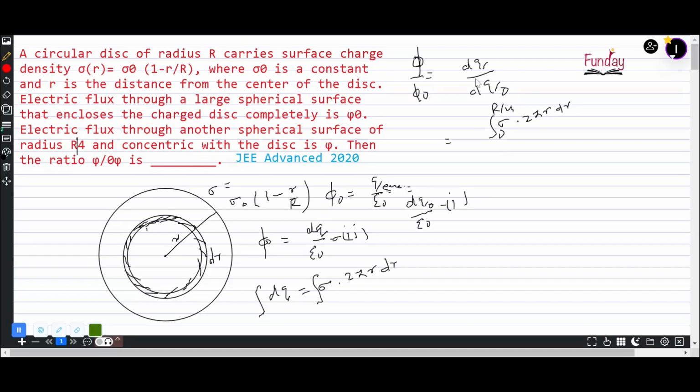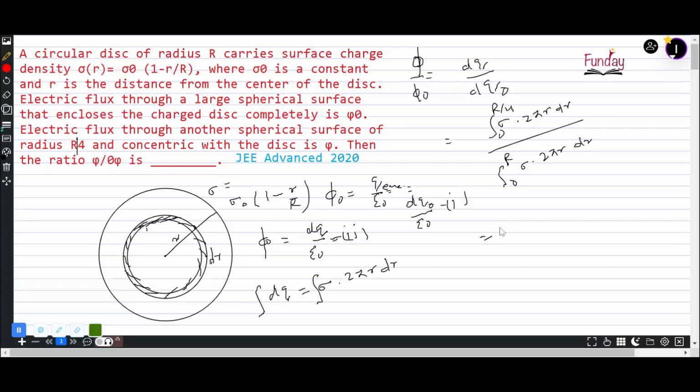Okay, phi by phi 0. Phi 0 was the initial one. That means charge is completely phi 0. So phi is in case of 0 to R by 4. So this will become, and another scenario will be 0 to R, sigma into 2 pi r dr.